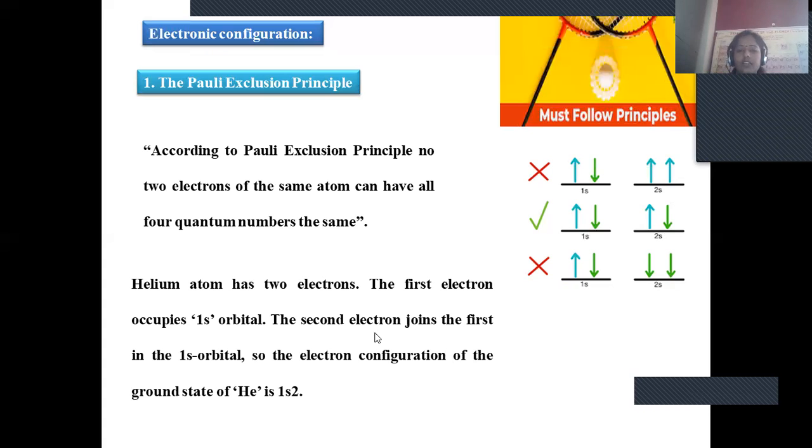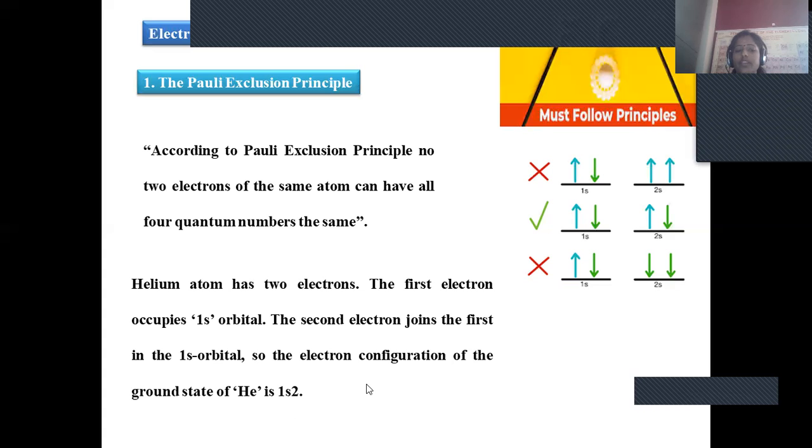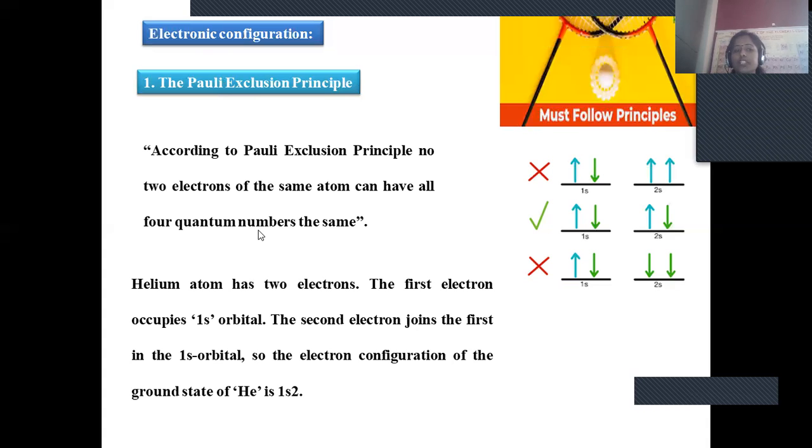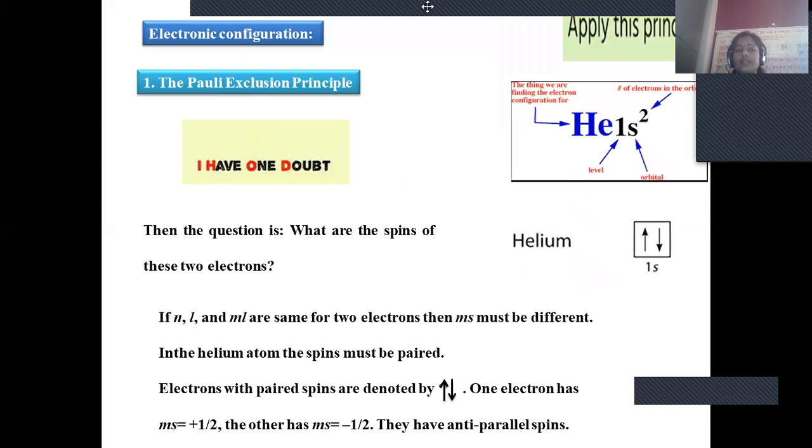Okay, helium atom has 2 electrons. The first electron occupies the valence shell, the second electron joins the same shell, and it should always be represented with opposite spin. One is moving clockwise, the second electron is moving in anti-clockwise rotation. Then what is Pauli's exclusion principle in general? According to Pauli's exclusion principle, no 2 electrons have all 4 quantum numbers equal. That is the Pauli's exclusion principle.